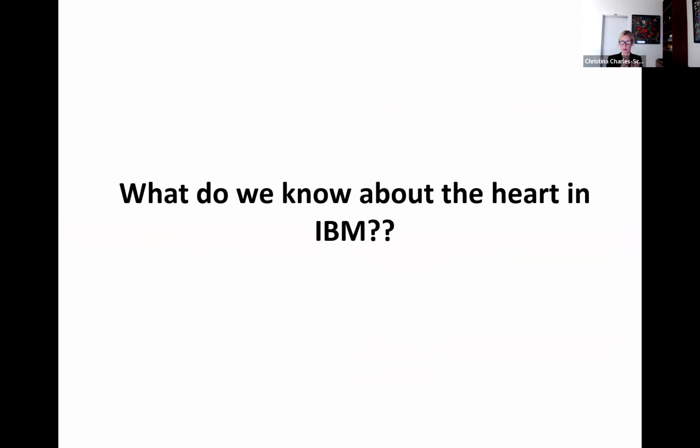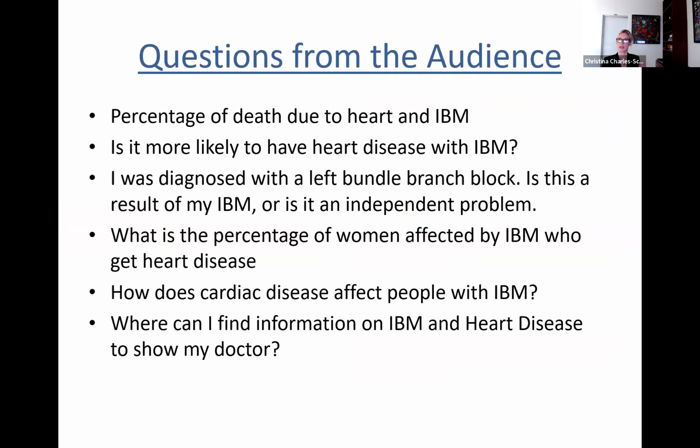Okay, we're into the second part. What is there out there about IBM specifically? Okay, several questions from you. I'm going to read them off here, and then we're going to get into some of the data that's going to address them. Percentage of death due to heart and IBM.